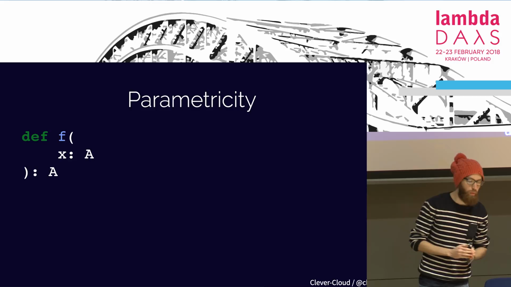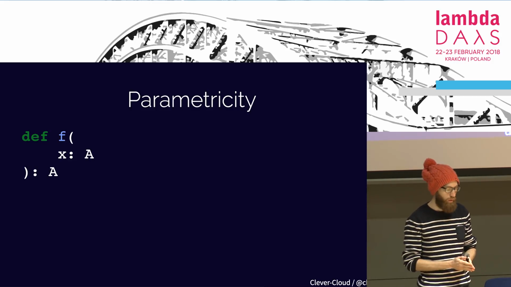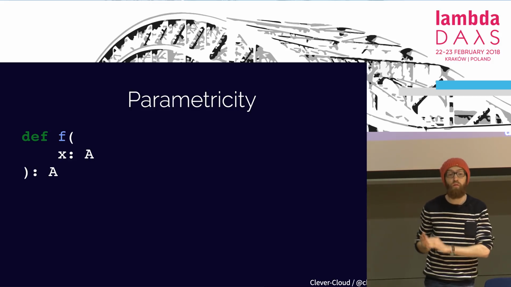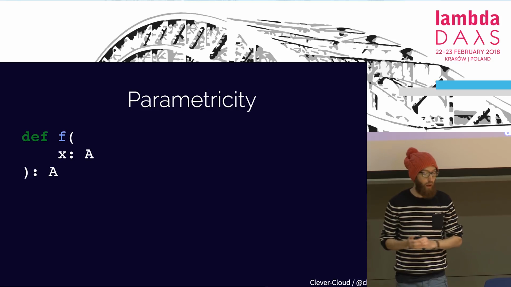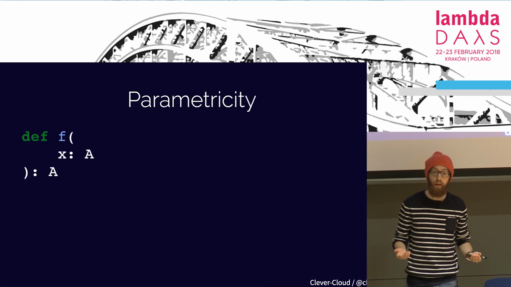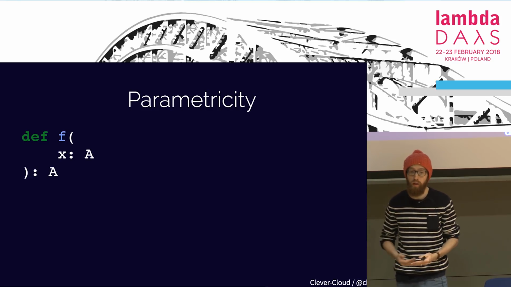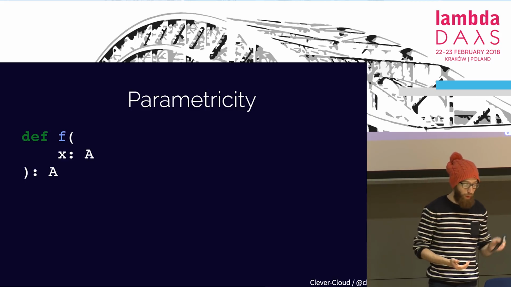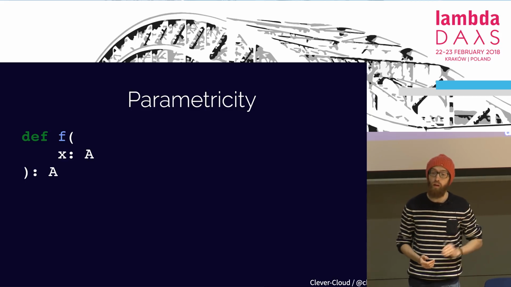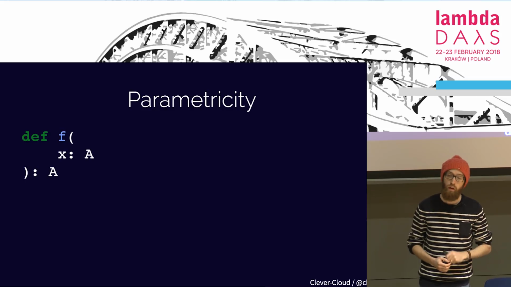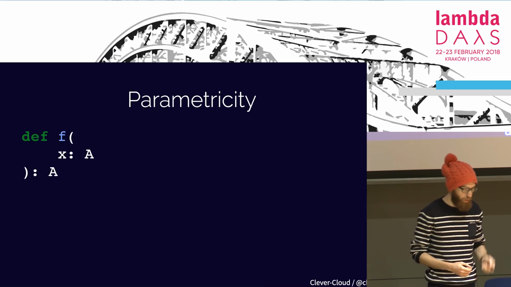I don't know anything about A because it needs to work with any type. The only sensible implementation for this function is to return the value that was given. Because I don't know anything about A, I can't create a value of type A out of thin air. So by looking at the type, I know there is only one sensible implementation.